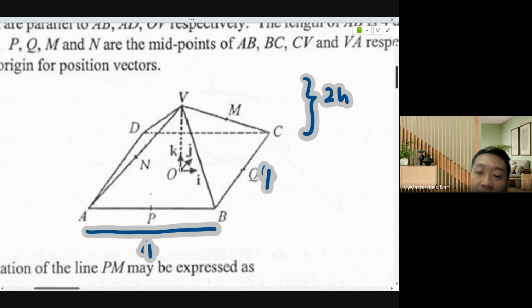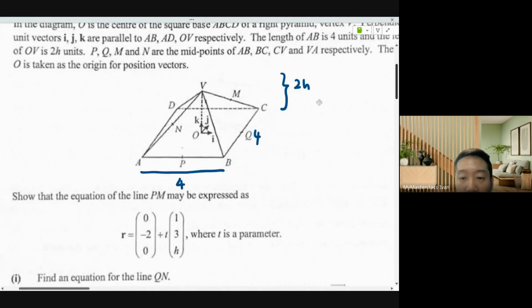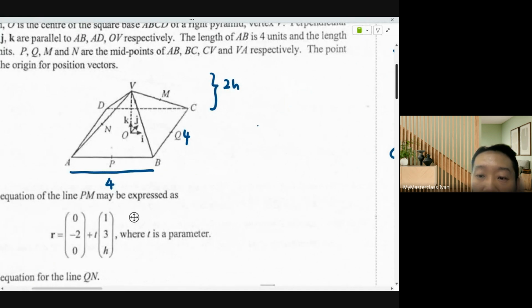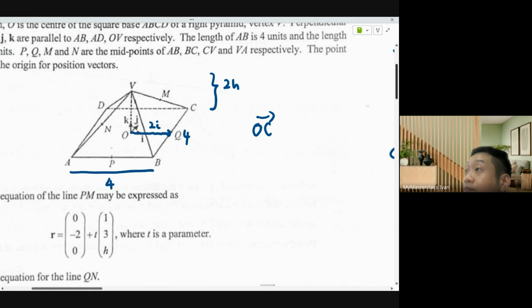Now, to go from O to C, just looking at this diagram and understanding how to read the diagram. O to C, you need to go this direction first. So this is 2i, understand or not? Then go to C, 2j. Understand? So O to C is 2i plus 2j. OC means from O to C.